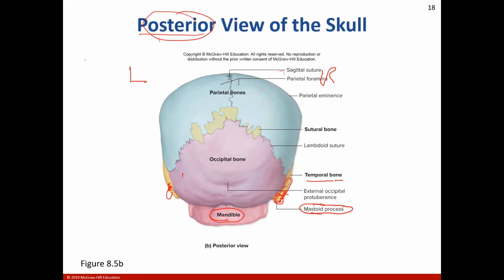Okay, so let's see what we know. You have the occipital bone, the posterior cranial bone, and the suture that separates the parietal bone from the occipital bone is lambdoid. And then here's two pieces of the parietal bones. So this is the right parietal bone, this is the left. And the two parietal bones are separated by the sagittal suture, not mid-sagittal suture, but by the sagittal suture. So that's a posterior view of the skull.